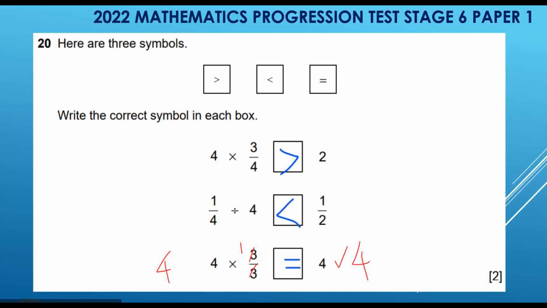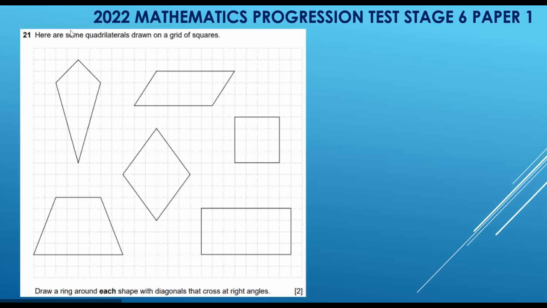Let's see. Next, question 21. Here are some quadrilaterals drawn on a grid of squares. Draw a ring around each shape with diagonals that cross at right angles.